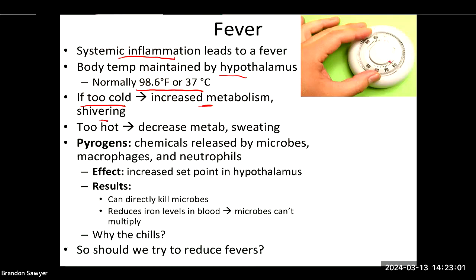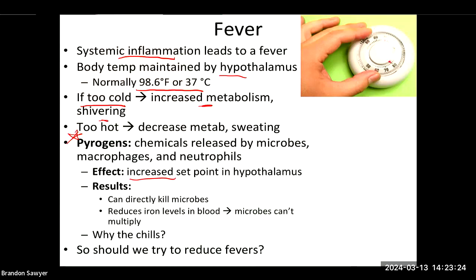Okay, so fever is caused by these things called pyrogens. Pyrogens are chemicals that are released either by the microbes themselves that got into our body, or by macrophages or neutrophils. These are the primary cells that are going to release that. And what they do is they interact with our hypothalamus and change the set point in our brain. They increase the set point.